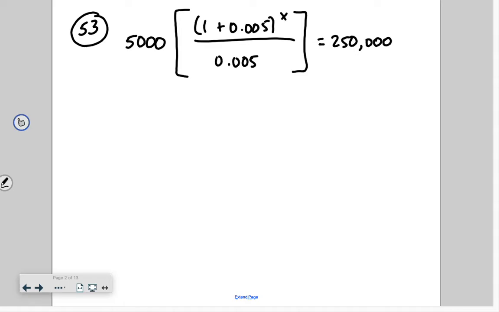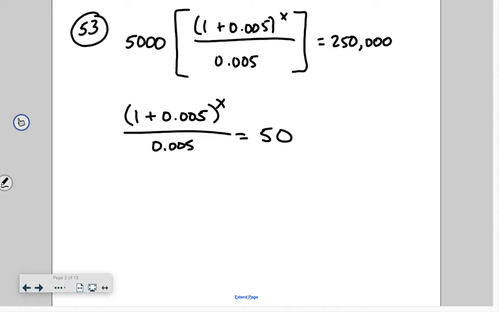So we end up with 1 plus 0.005 to the x power over 0.005 equal to, when you divide by 5,000, correct me if I'm wrong on that one, it's 50, right? I think, yeah. So we get 50. Now, same idea again. I'm trying to get the base by itself, which means I need to get rid of the 0.005. So we multiply both sides to get rid of that. I'm going to clean this up right away as well. Once again, I can get an answer in the parentheses.